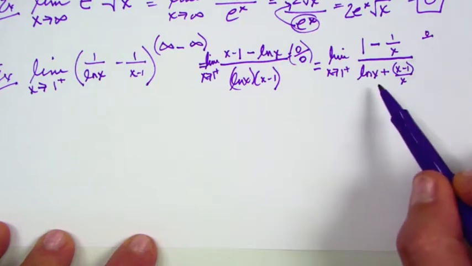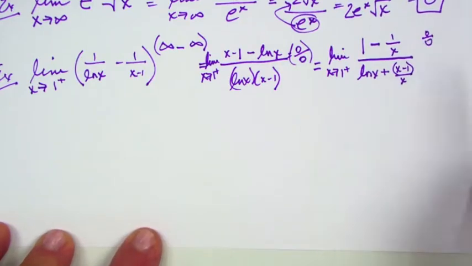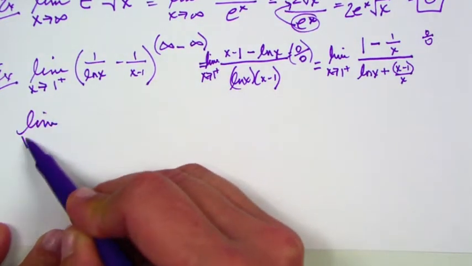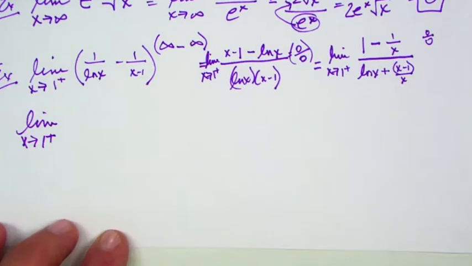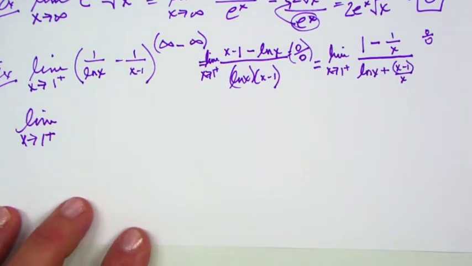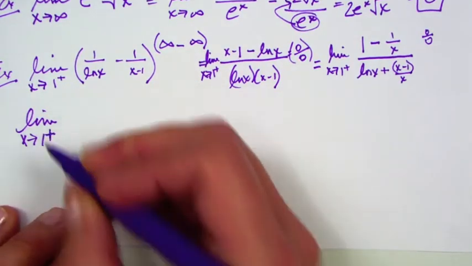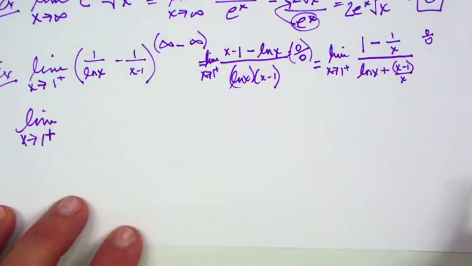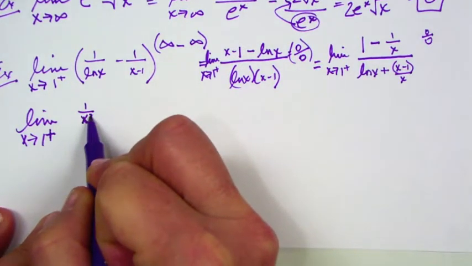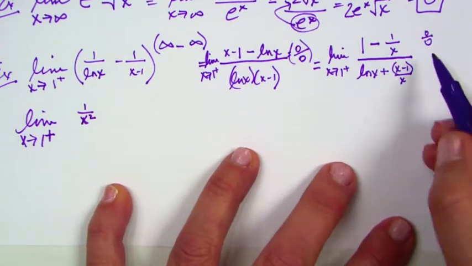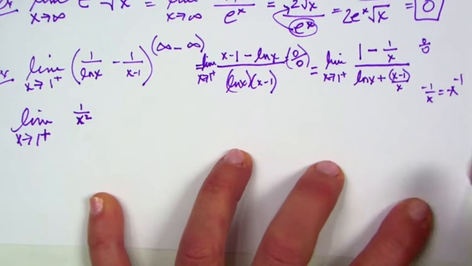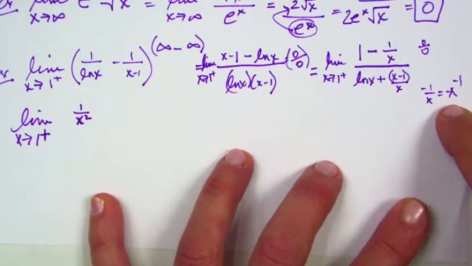Okay, so can I substitute yet? No, because this still gives me 0. That's 0 plus 0. So I still have 0 over 0, right? So I'm doing it again. Limit as x approaches 1 from the right. What's the derivative of the numerator? 1 over x squared. Positive 1 over x squared, right? Positive 1 over x squared.